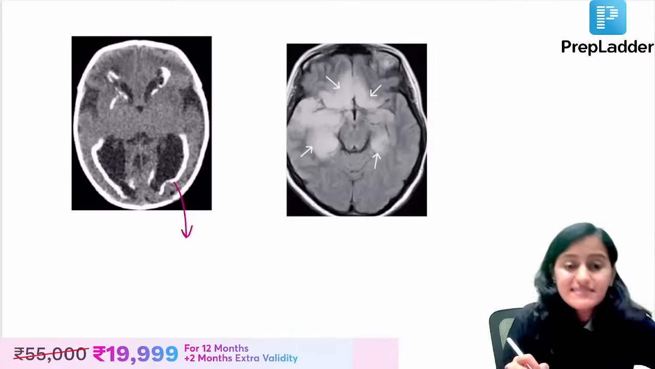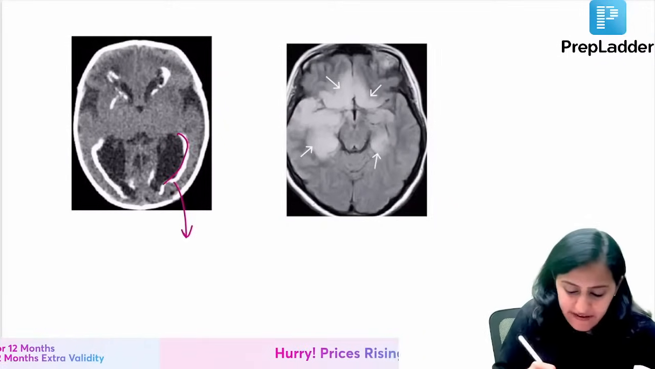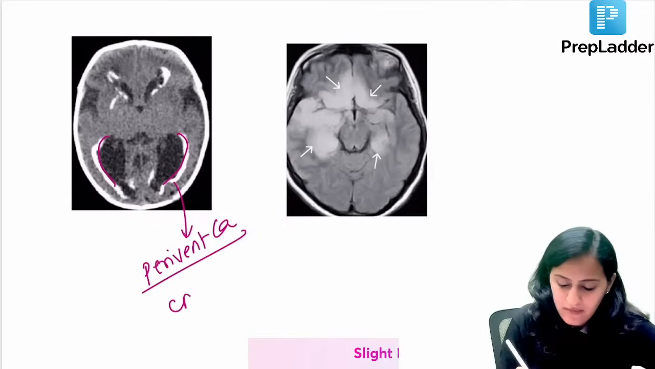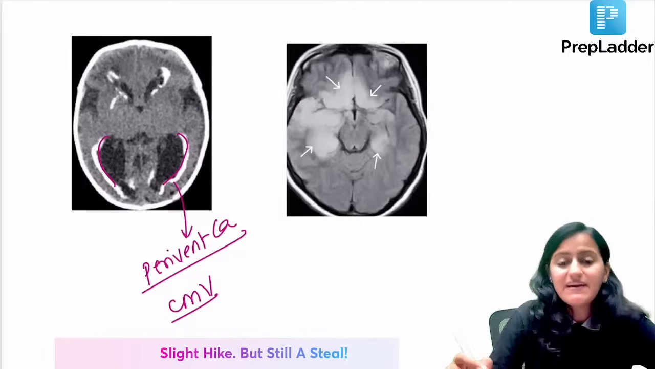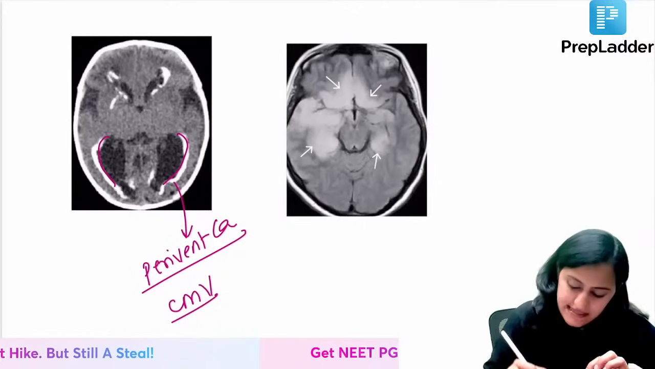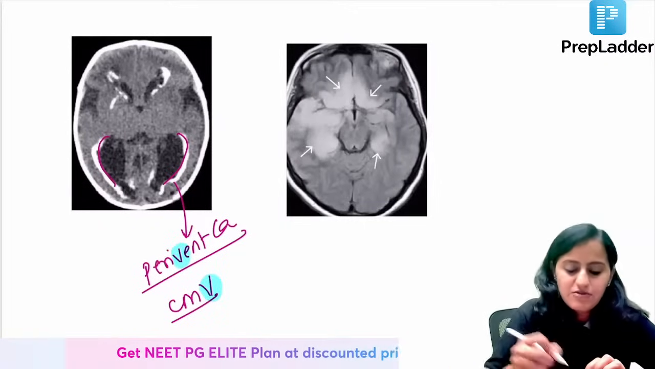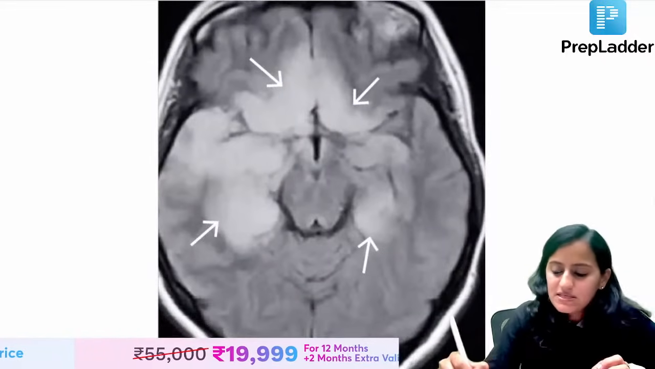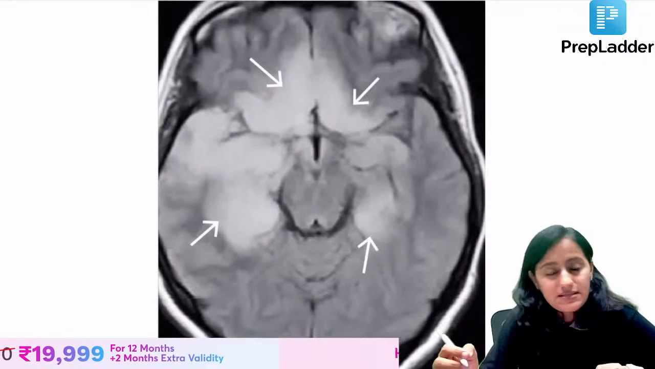Very good. Because this is calcification along the ventricle. This is periventricular calcification, hallmark of CMV. Remember, CMV virus shows periventricular calcification. Very, very important. What image is this? What causative organism could be here in this infection?